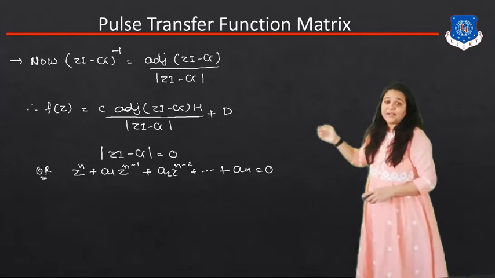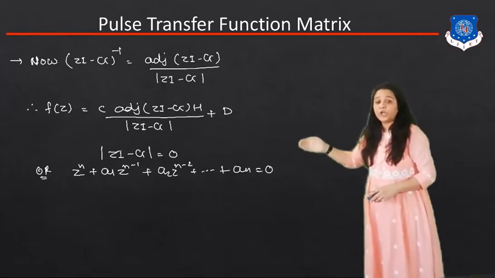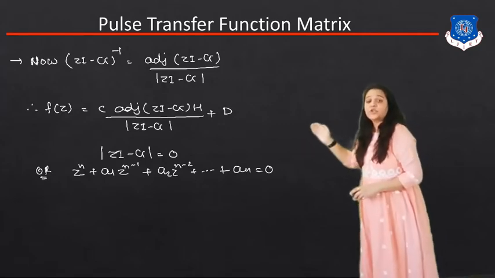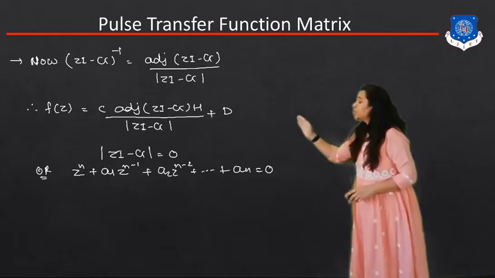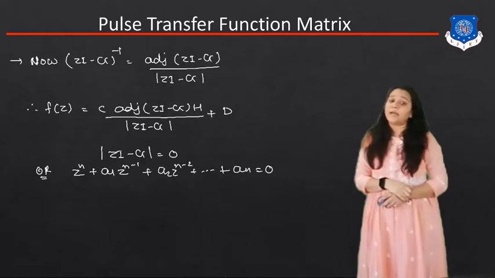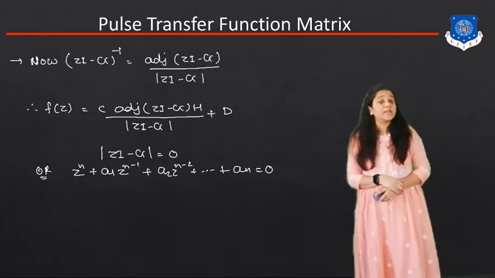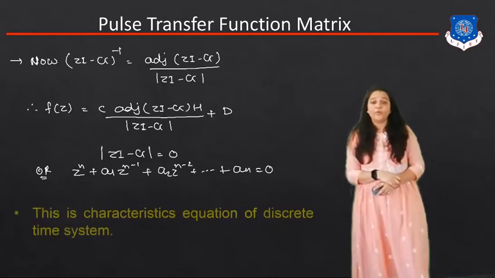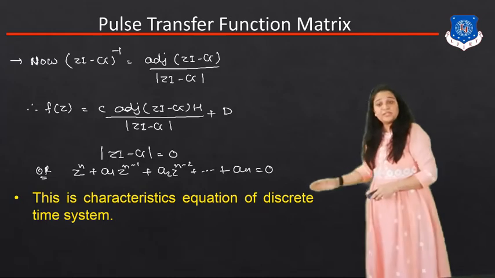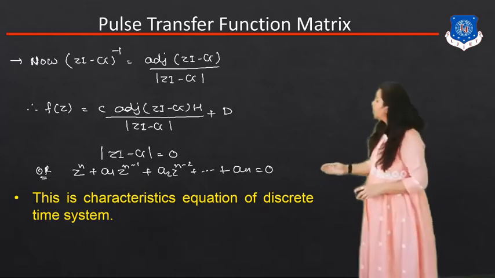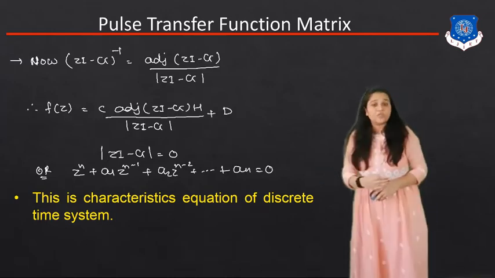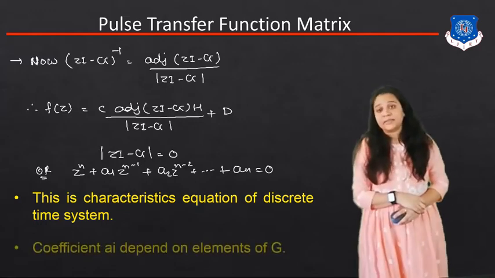Now |zI - Z| = 0, or we can write z^n + a1 z^(n-1) + a2 z^(n-2) + ... + an = 0. This is the equation to find the value of |zI - Z|. So this is the characteristic equation for the discrete time system that we have also discussed in the earlier section.